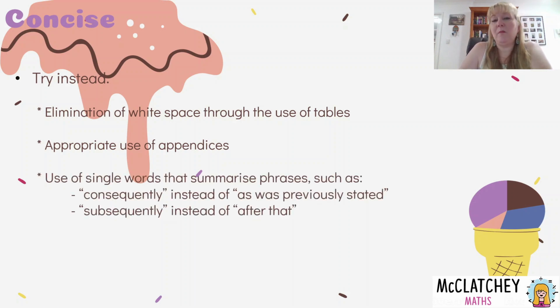There are also a number of single words in English that can be used to summarize a whole phrase. For example, the word consequently is a word that means as was previously stated, or subsequently means after that. So we can actually use words like that, and it reduces our word count. So just make sure you're using them very effectively and that they actually are the right word for the context, not just something you've plucked out of the synonym or thesaurus.